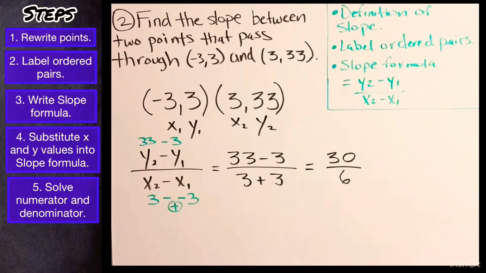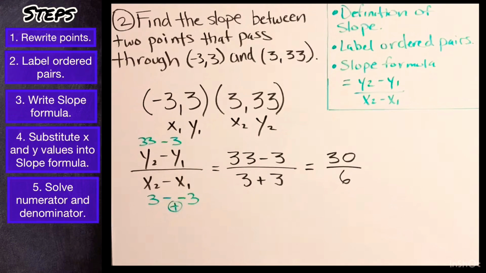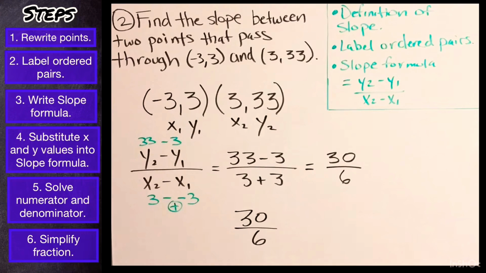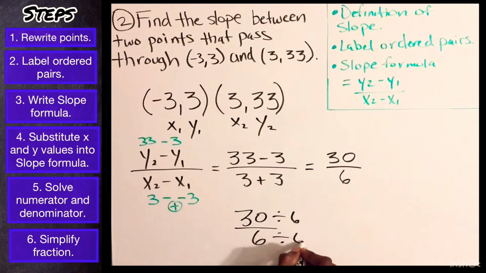You can do what we did last time, which is find the greatest common factor. And the greatest common factor is the highest number that goes into both the numerator and the denominator. That number is actually 6 because the highest number that goes into 30 and 6 is actually 6. So if we want to simplify a fraction, we're going to just write it down here, 30 over 6. And our greatest common factor is going to be 6. So we can divide our numerator by 6. We can divide our denominator by 6.